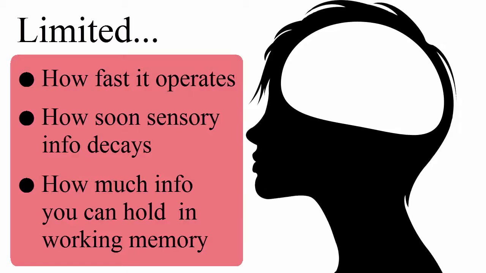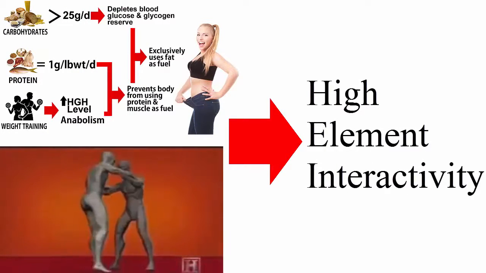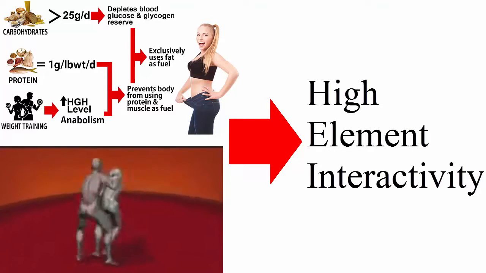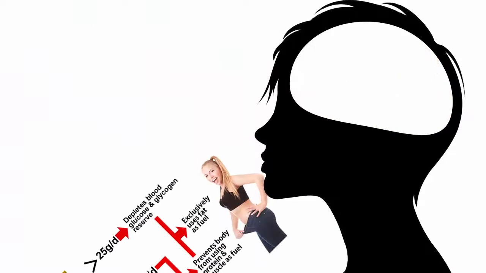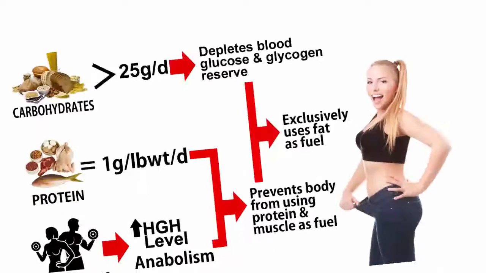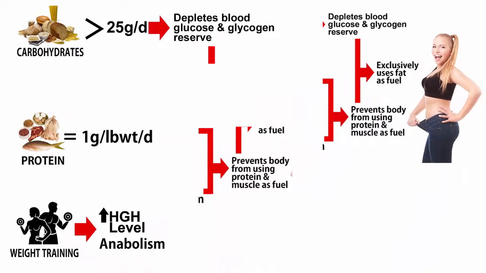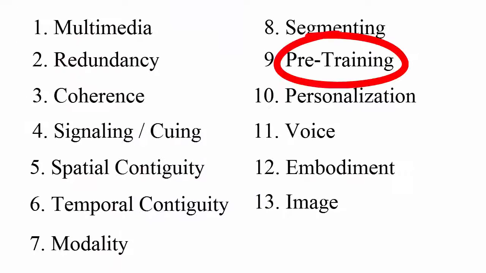The point is that a complex system or process has high element interactivity, meaning many things taking place at the same time and interact as a whole system. And your brain often cannot process all the interacting elements at the same time. So a solution to that is breaking it apart to smaller and manageable parts and pieces and study one part at a time. This leads to the next principle.